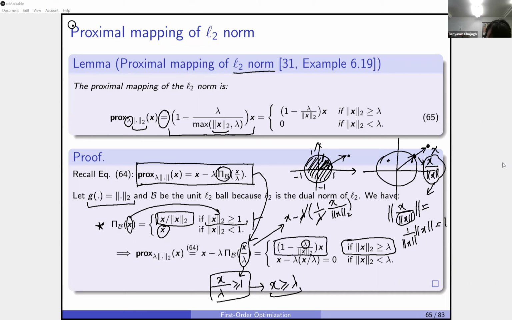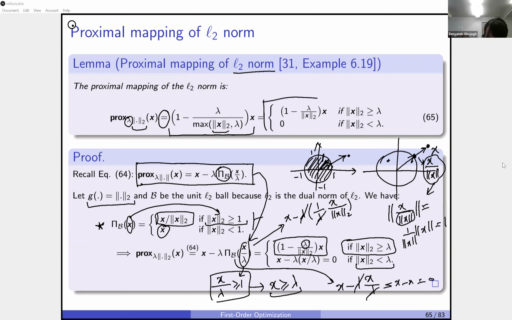You will have this, but when X is less than lambda, what happens? You will have this. Look at here. You will have X minus lambda is this itself. So these two lambdas cancel each other. X minus X is 0.